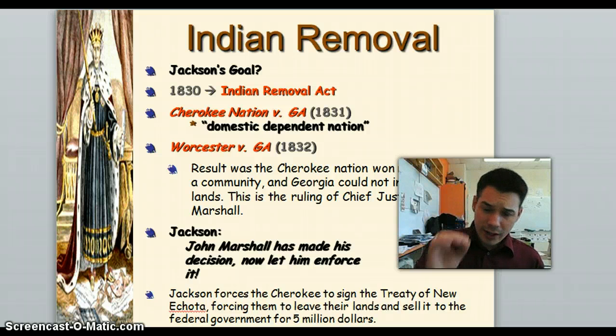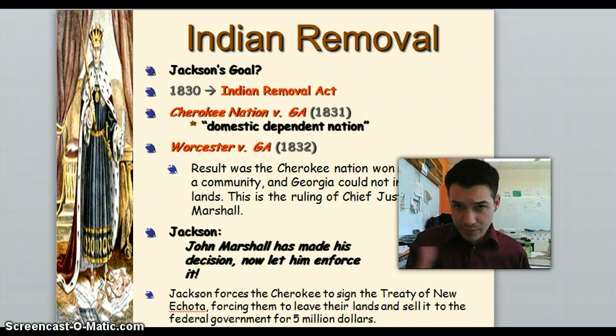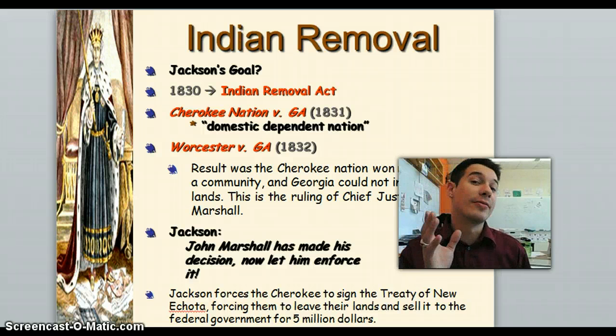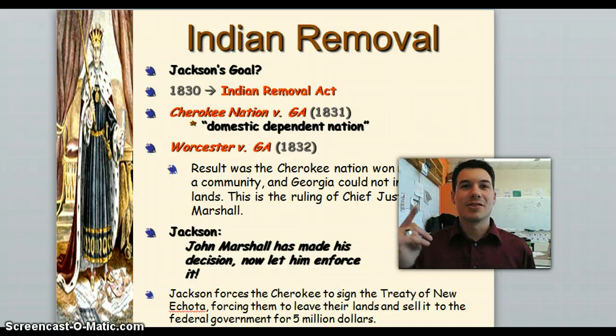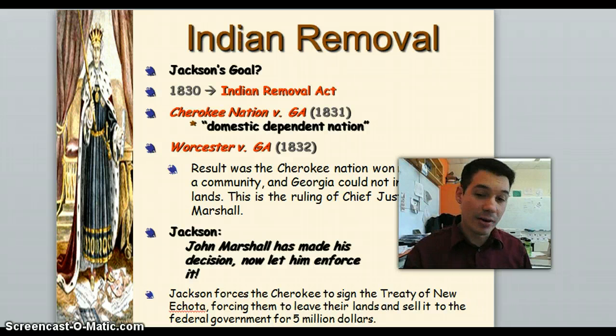So the result was that Chief Justice John Marshall votes in favor of Worcester. And of course, Jackson likes to get his way. So Jackson says, John Marshall has made his decision, now let him enforce it. What does that mean? Jackson goes ahead and forces the Cherokee to sign the Treaty of New Echota, which actually forced them to leave their lands and sell it to the federal government for $5 million, because he wanted that land that bad.